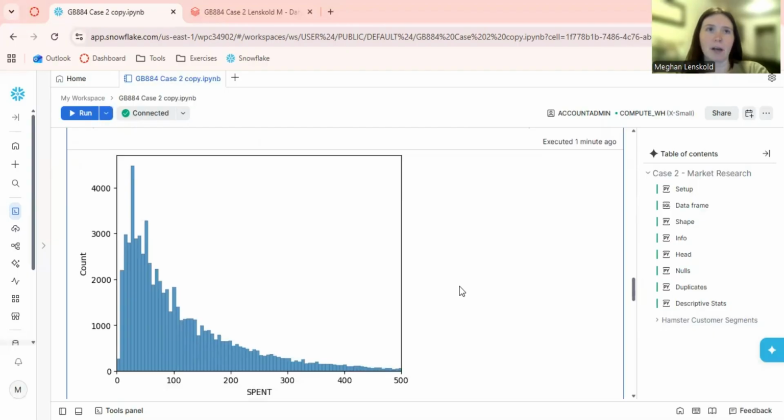Then, when we look at how much customers spend, it's a different story. Most customers spend under $100, and the distribution drops off sharply from there. A smaller number of customers are spending significantly more, some into the hundreds and even the thousands.